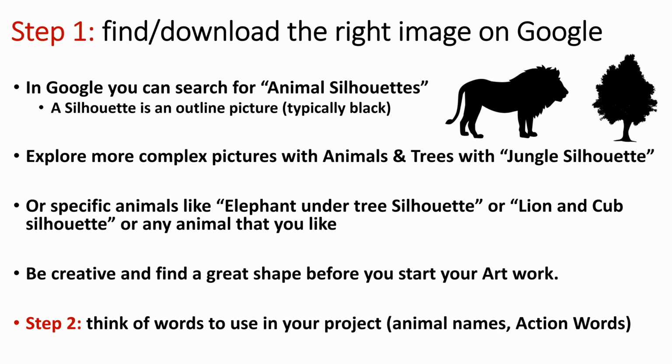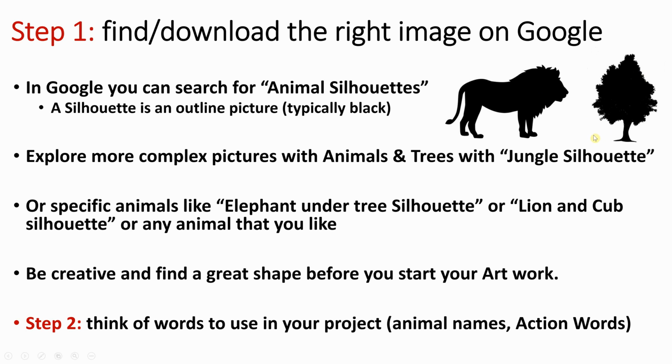All right, so let's start off with finding the right image. You can find the right image by searching on Google and you need to search for animal silhouette. Silhouette is just an outline picture in black and white. So here's a silhouette of a lion, a silhouette of a tree.